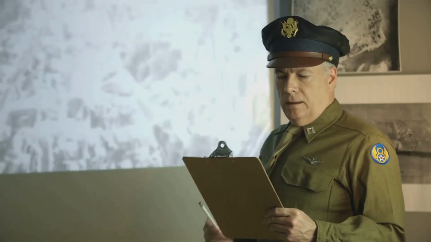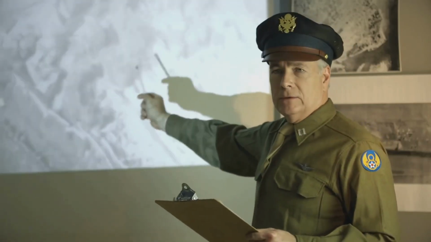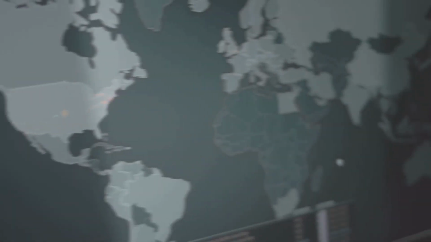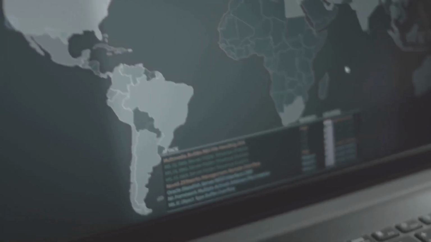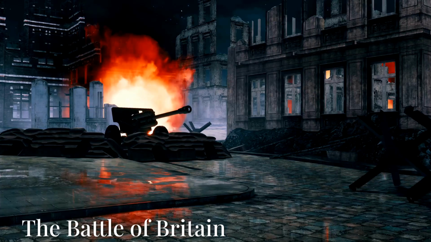The world was now fully at war. Alliances were tested, and nations everywhere prepared for a conflict that would touch every corner of the globe. The stage was set for a global conflict that would reshape history and change the fate of nations for generations to come.